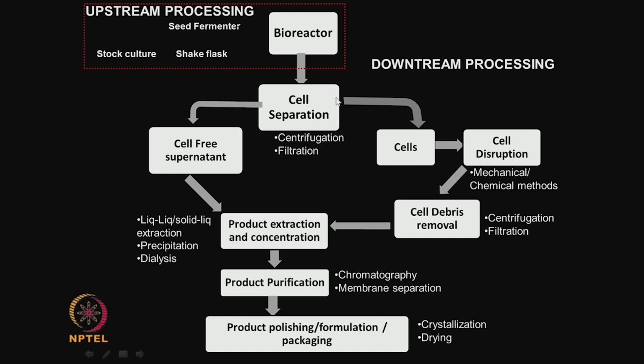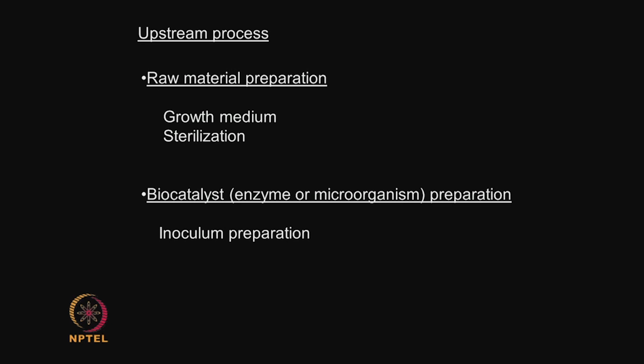So, these are the various downstream steps you have: centrifugation, filtration, liquid extraction, precipitation, dialysis, chromatography, membrane separation, crystallization and drying, and if it is an intracellular product you have cell lysis or cell disruption, and again centrifugation and filtration, and so on. Okay. So, the upstream is where you are preparing the growth media, sterilizing the growth media, and preparing the inoculum or the biocatalyst. That is upstream.